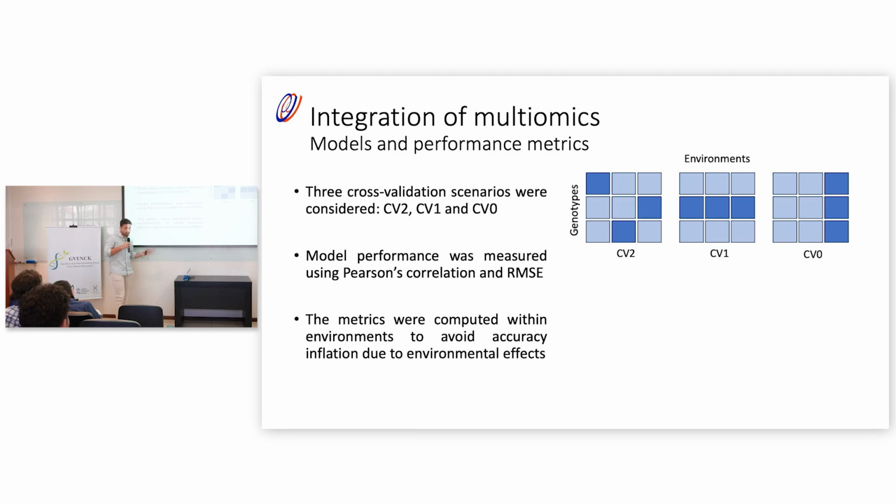And in the other case, CV0 is the opposite. We remove all the information about one environment, so we are trying to predict a new environment. And this is really useful if we are predicting a new year. We want to evaluate a model to predict a new year of whatever thing, because that's a totally new environment. And regarding the metrics, we are again using both Pearson correlation and mean squared error.